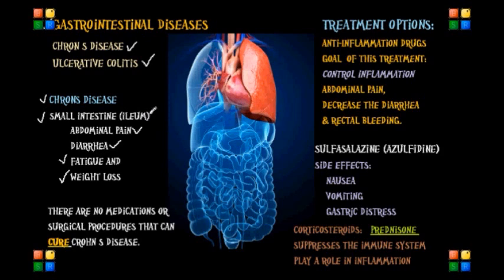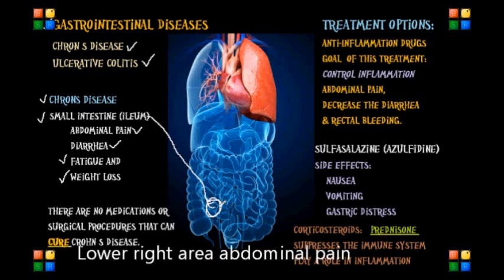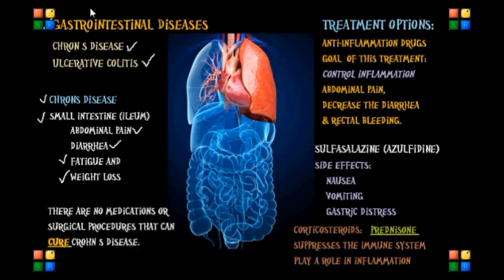Now, remember when I mentioned that it affects primarily the small intestine, or the ileum? This basically means that the pain would then be manifested as a lower right area abdominal pain in our patient. Again, since it affects most commonly the small intestine, or the ileum, a major symptom for a patient with Crohn's would be lower right area abdominal pain. Make sure to take note of this because this can be very important information for your NCLEX exam.